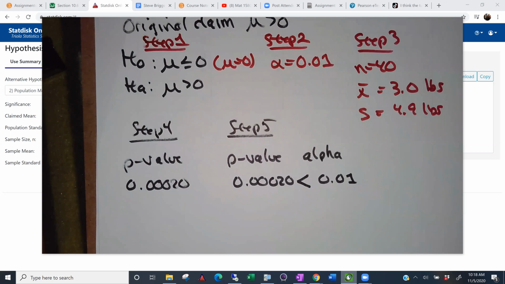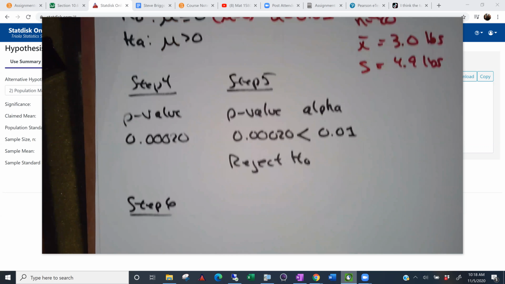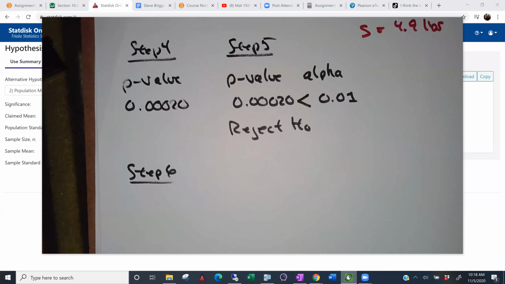What's that say we're going to do with our null hypothesis? We're going to reject it, correct? Perfect. Reject H naught. If the p-value is low, H naught must go. So we're going to get rid of that. And that's going to bring us up to step 6, where we got to state our conclusion in words. So let's take a look at step 6.